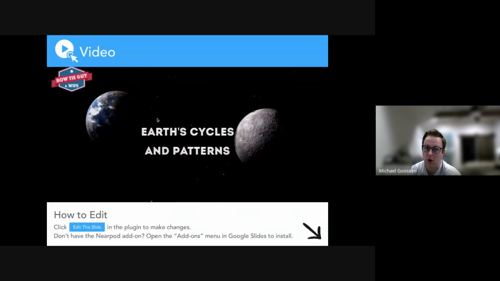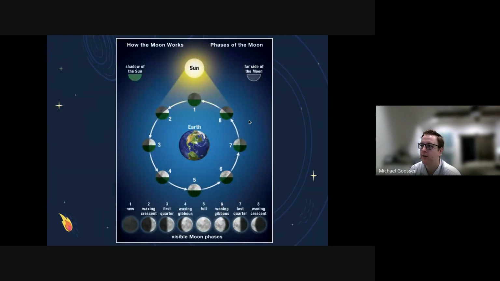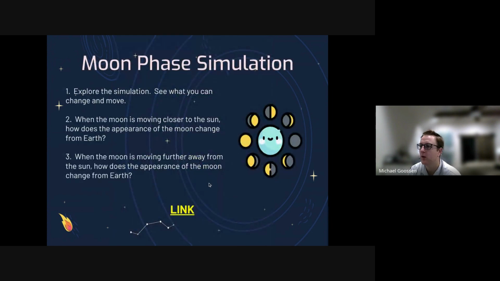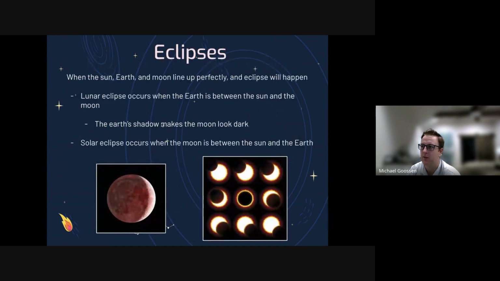Okay, and there's a great video on all this stuff, so I recommend you go through the Nearpod. This is a good visual of what I was just talking about. So let's just say we're standing here on Earth and we're looking at the sun. And we're looking at the moon. Okay, so this is why it looks like the moon is in half sometimes, because this side of the moon is lit up from the sun, but we can only see the half of the moon that's facing Earth. So that's why it'll only look like a half moon. Okay, and there's a great moon phase simulation here as well. That explains what I was just talking about.